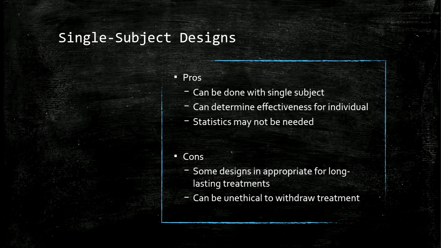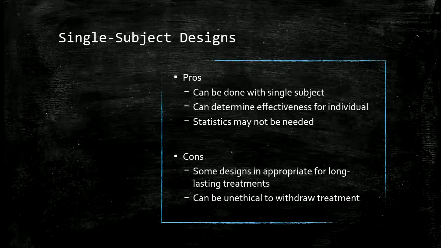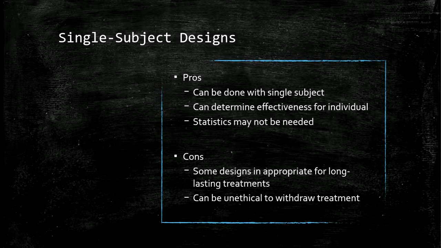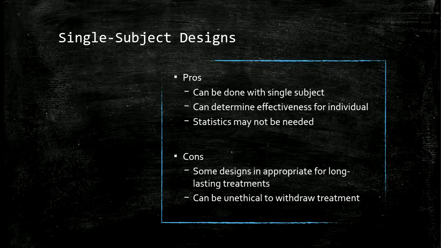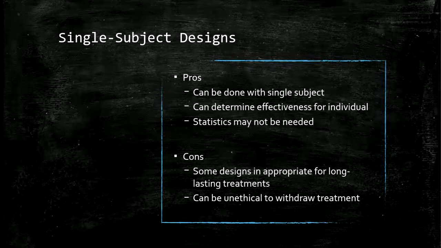The cons of some of the single subject designs, which you've already discussed. Some of these designs are inappropriate for long lasting treatments. With the reversal design, if the treatment cannot be removed, you cannot really prove that it's effective because the person's behavior will not return to baseline. And finally, some types can be unethical because it involves withdrawing treatment. It would be unethical to remove a treatment for somebody that is working effectively.